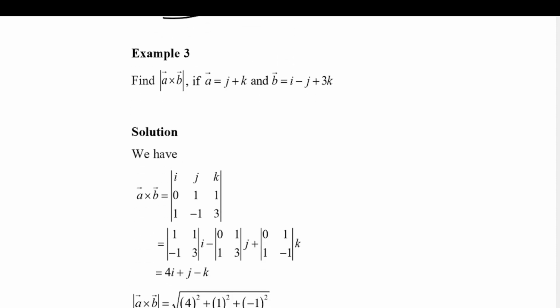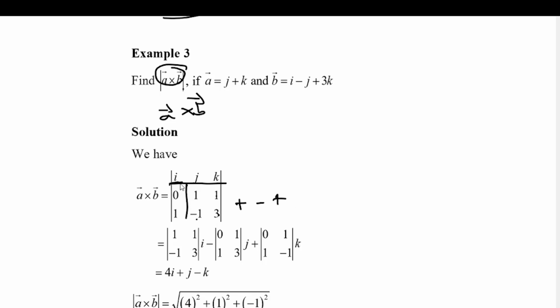Okay, let's take another example. Find the magnitude of A cross B. The first thing to do is to find A cross B. Here, A cross B can be found by using the determinant approach. So arranging this one, as I said earlier on, we delete all entries to the right and beneath. So we have 1, 1, negative 1, 3. And the row signs are plus, minus, plus.